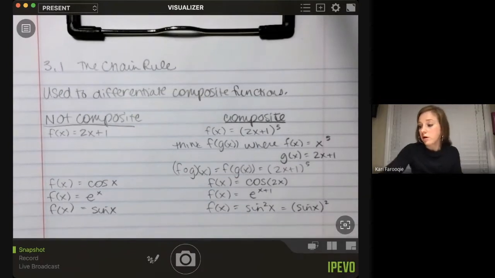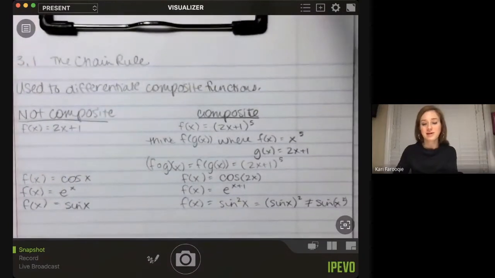So this is not the same, of course, as the sine of x squared. Not the same. Oh, sorry. Not the same as the sine of x squared.